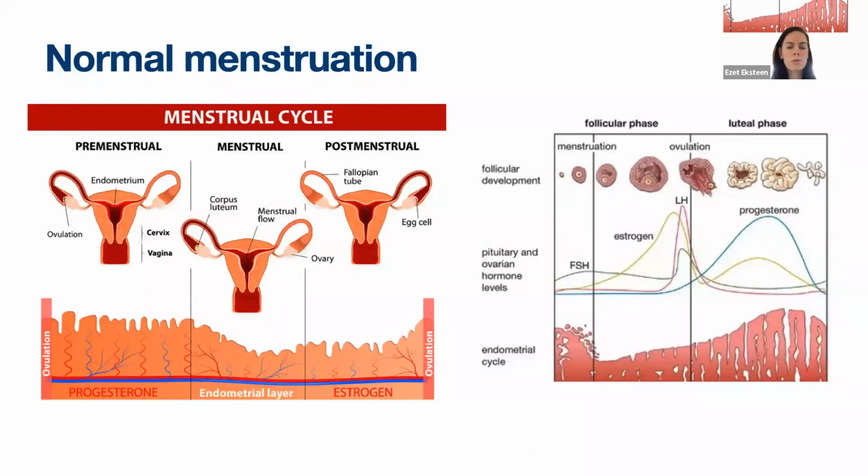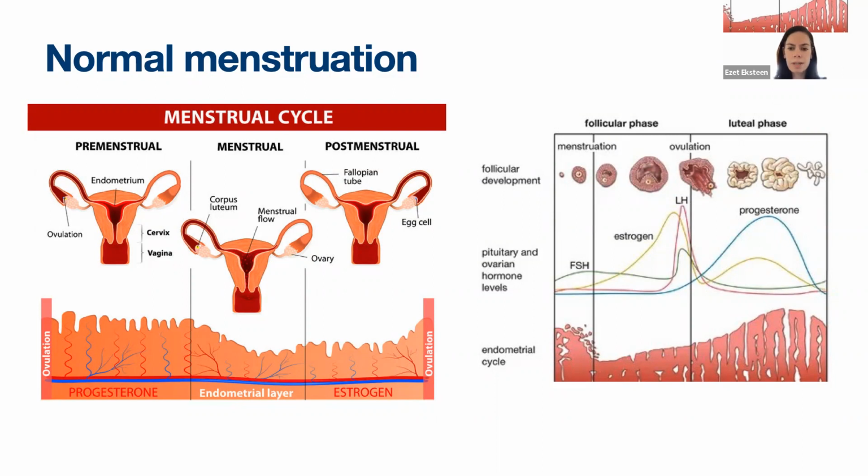Before we start talking about the abnormal, let's quickly have a look at normal menstruation. Normal menstruation we can divide into two phases. The first phase is the follicular phase and the second phase is the luteal phase. The follicular phase usually starts with the first day of the menstrual bleeding. This is usually when the endometrial lining gets shed by the body.